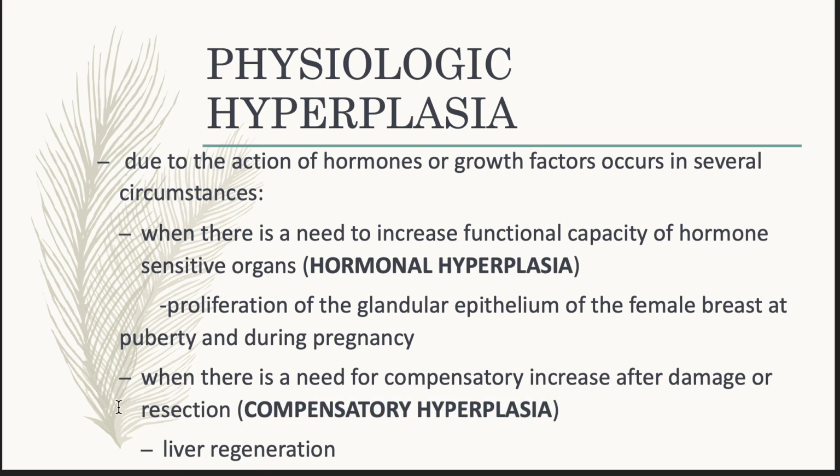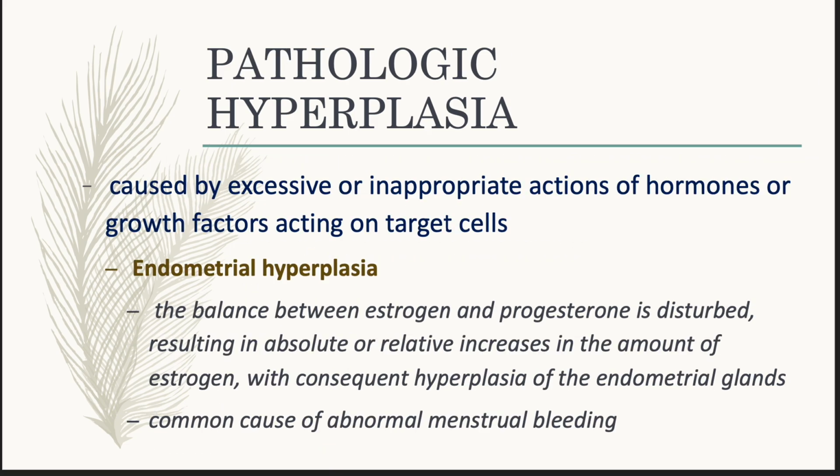For example, after a resection, where part was removed because of cancer, or there was an accident and the liver was damaged and a small part was removed, the liver will actually regenerate. That is because of compensatory hyperplasia.